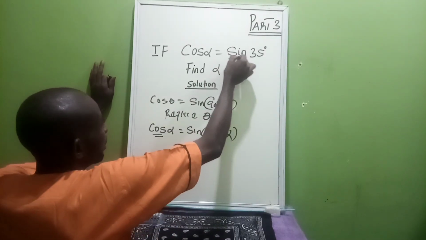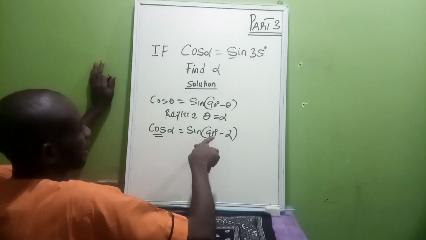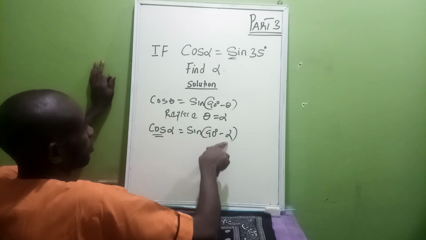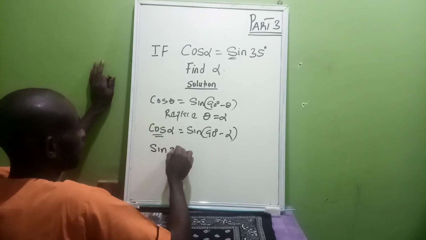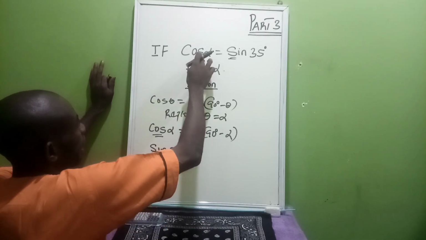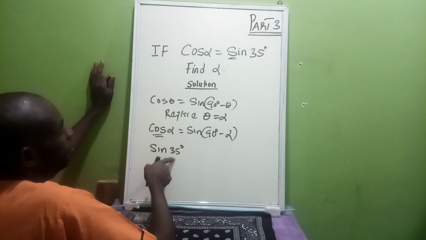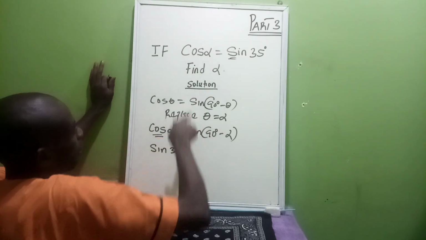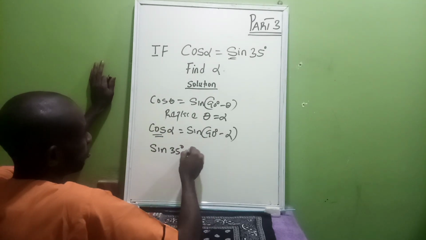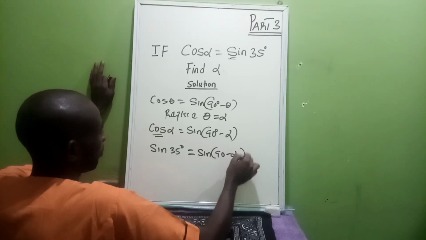So what is cos alpha? Cos alpha is the same thing as sin 35 degrees, and it's the same thing as sin of 90 degrees minus alpha. So what we are going to do now is say sin 35 degrees. That is, anywhere you see cos alpha, you are seeing sin 35. Automatically cos alpha is sin 35 degrees. And when you see cos alpha, you are also seeing sin of 90 minus alpha. So automatically it's the same thing as sin of 90 degrees minus alpha.